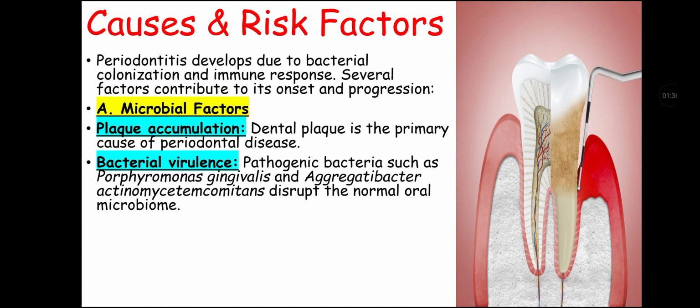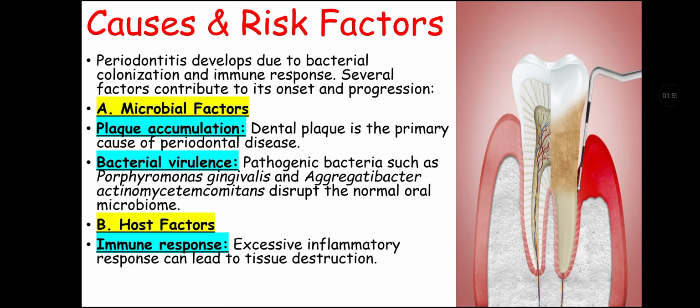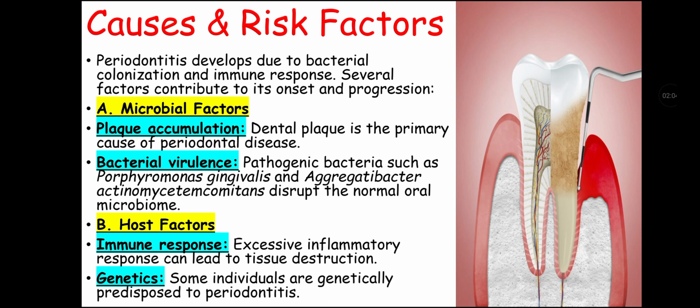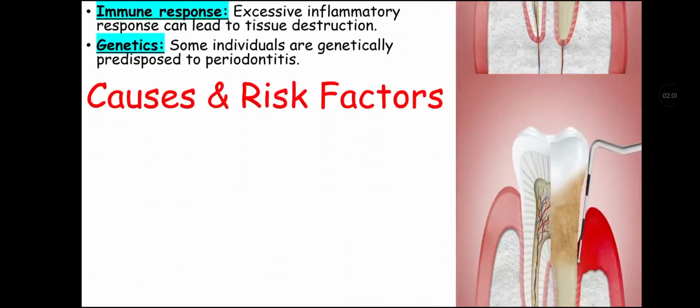There may be microbial factors that depend on bacterial virulence, or the virulence of the infecting organism, as pathogenic bacteria such as Porphyromonas gingivalis and Aggregatibacter actinomycetemcomitans disrupt the normal oral microbiome. And there may be host factors that may cause periodontitis, that may include immune response, as excessive inflammatory response can lead to tissue destruction, and genetics, as some individuals are genetically predisposed to periodontitis.